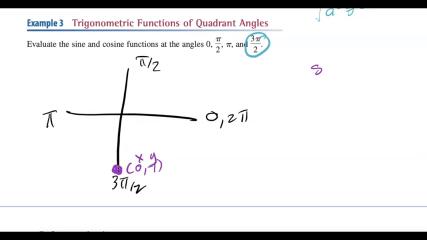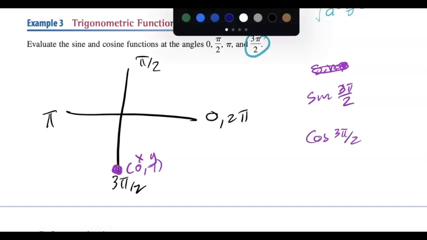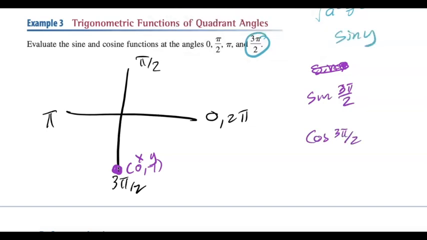If I'm trying to find sine of 3 pi over 2 and cosine of 3 pi over 2, remember sine is always the y value, which makes cosine the x value. At this point here, cosine is 0 and sine is -1. That's how you do all these. You do it everywhere. Like this would be 1, 0. Sine would be the y value, cosine would be the x value. You do it at every single point.